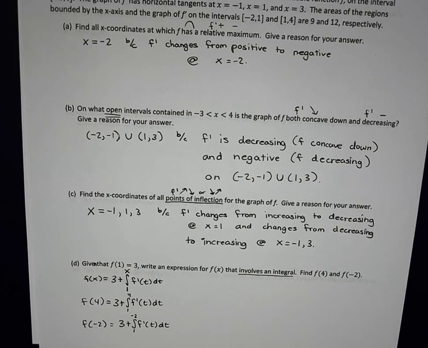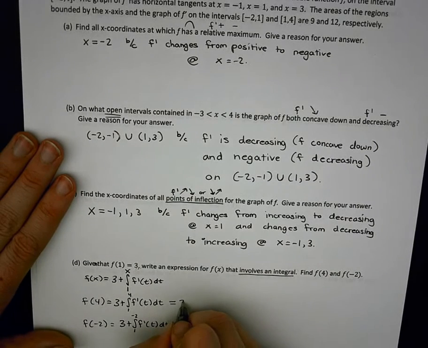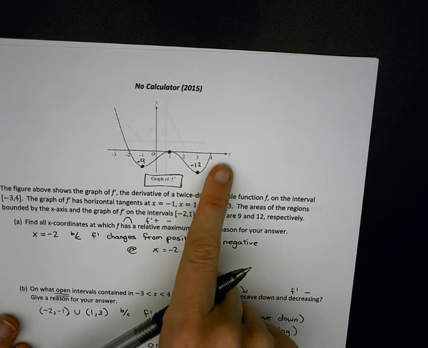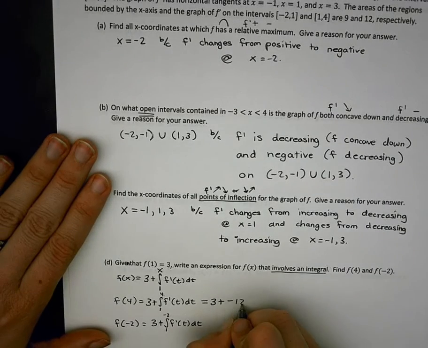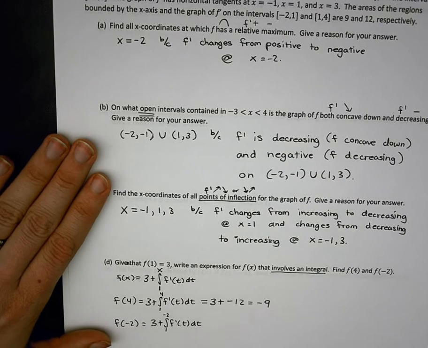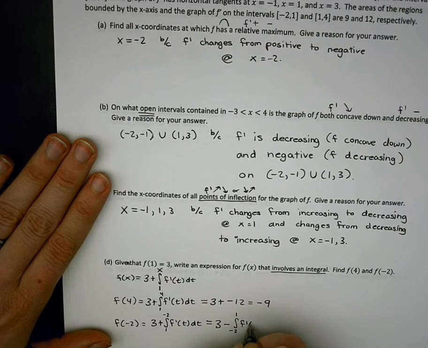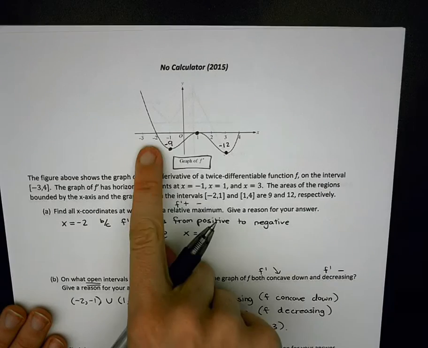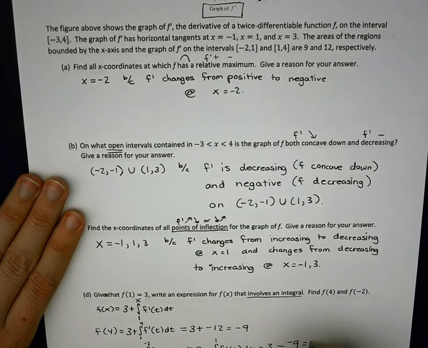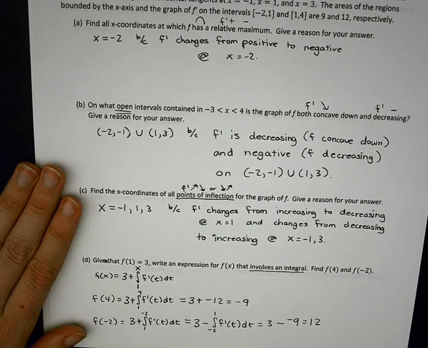Okay, and so then evaluating this, we have 3 plus the integral from 1 to 4, so the area from 1 to 4 is negative 12. Gives us negative 9 as our answer. And down here, this one's upside down, so let's fix that. Make it negative. Maybe negative 2 to 1. And so we have 3 minus the integral from negative 2 to 1, which is negative 9. Which gives us our final answer of 12.